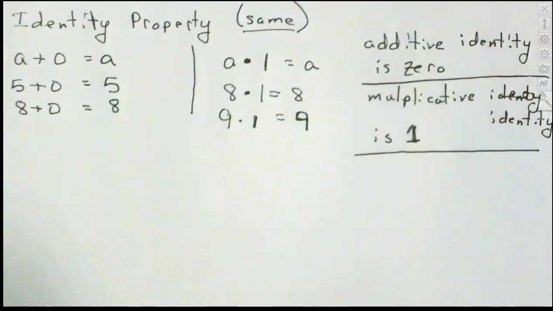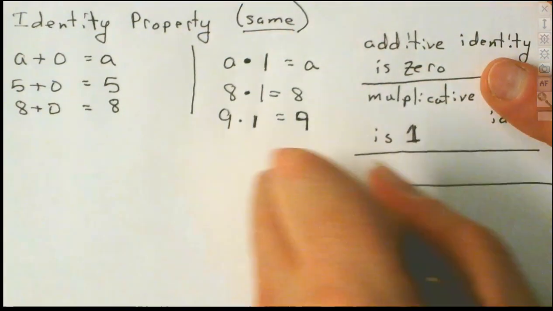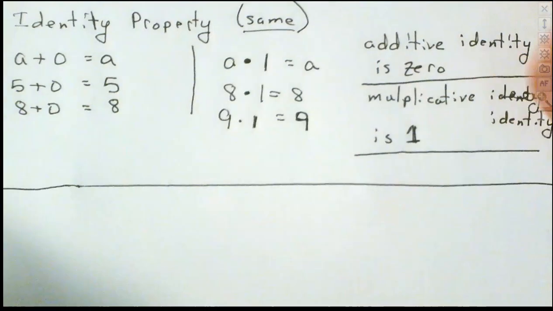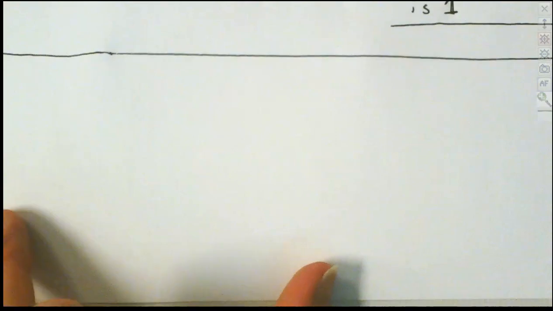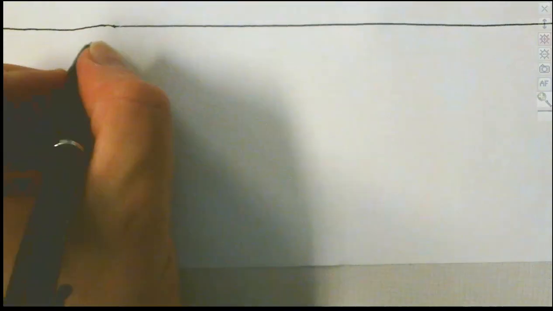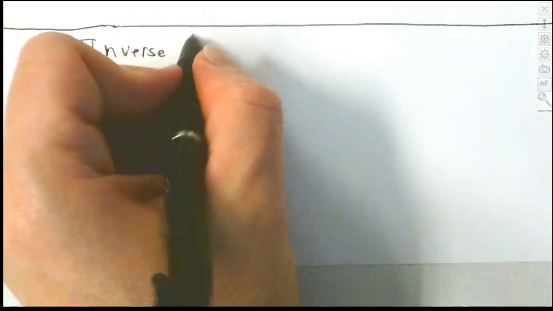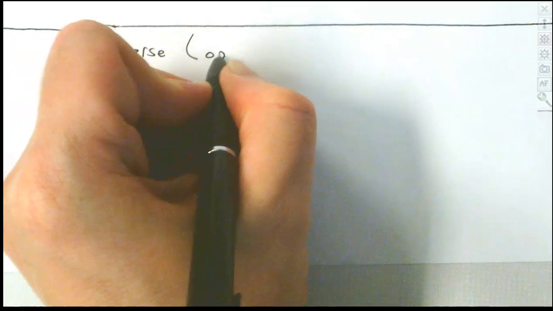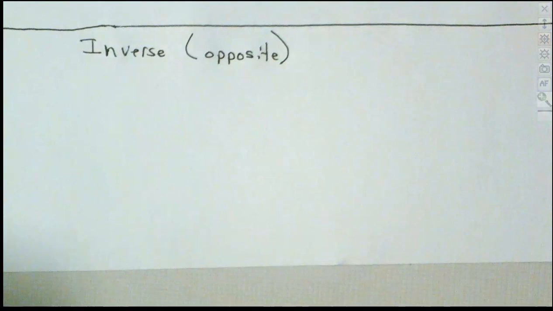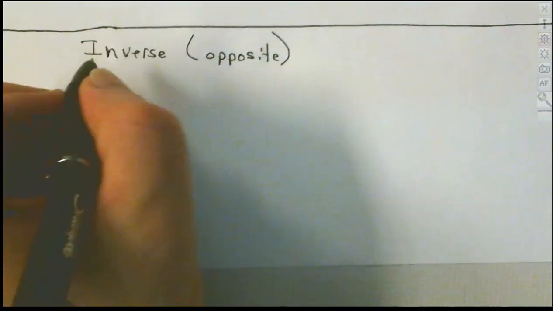Once we go through all the properties, then we'll look at examples, and we're going to try to figure out what property is being used. So we've got 2 more properties, and then we'll look at examples. The next is the inverse. And inverse means opposite. So the inverse is going to mean the opposite. So this is our inverse property.